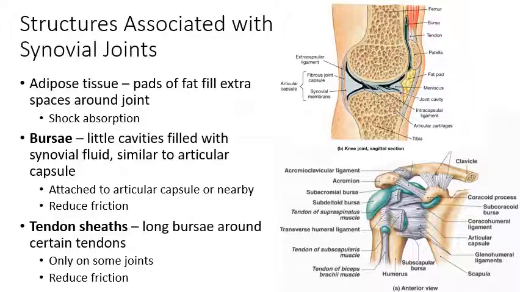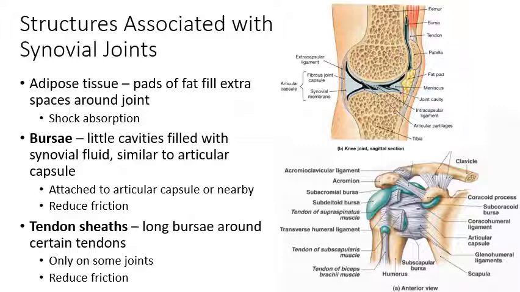Then you have the bursae and the tendon sheaths. A bursa is basically a little pouch that is very much like an articular capsule in its structure, except that it's not enclosing a joint. It's just a little pouch that is filled with synovial fluid. So you find bursae tucked in amongst the ligaments and tendons that are surrounding a joint, and helping to give it structure. The purpose of the bursa is not to provide structural support to the joint, but to reduce friction as the joint is moving.